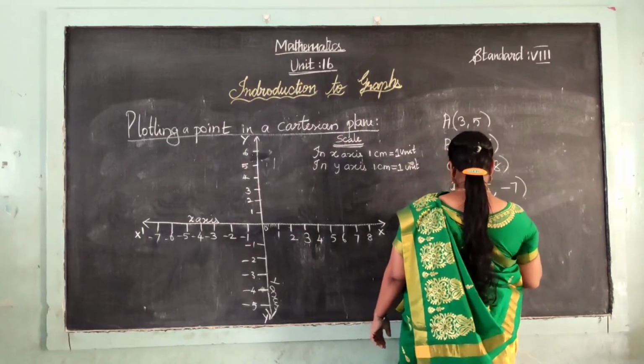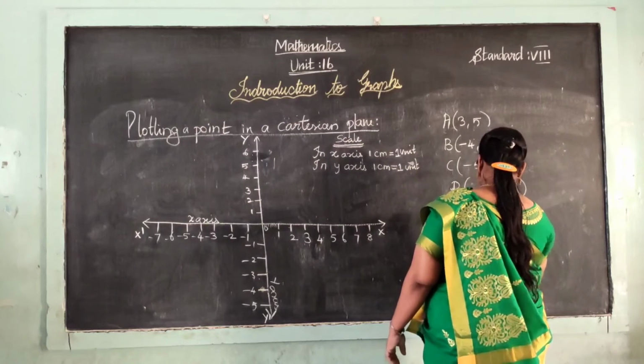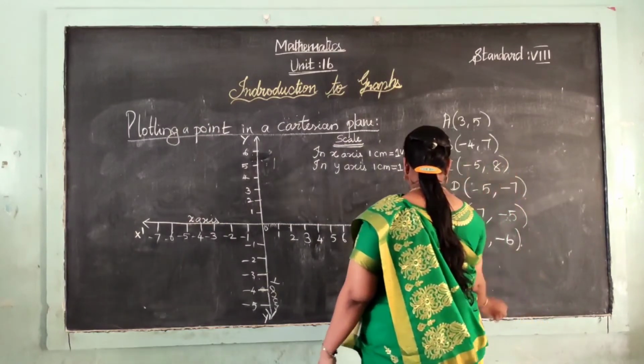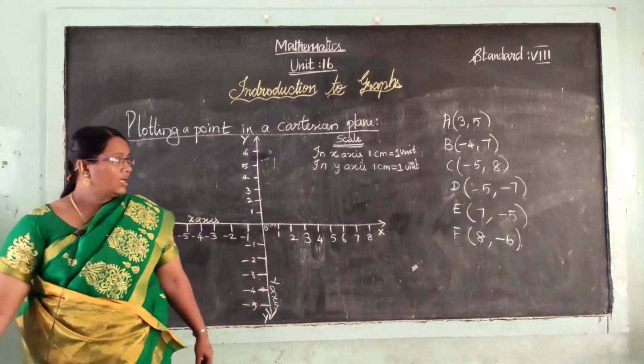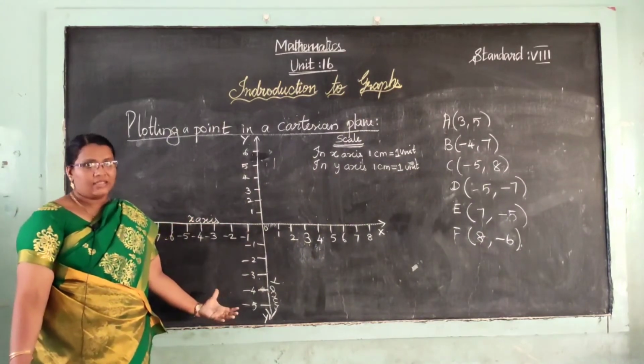Here is the x-axis. Yes, 8, -6. Okay, now that we have considered these points, how to plot them in a Cartesian plane.